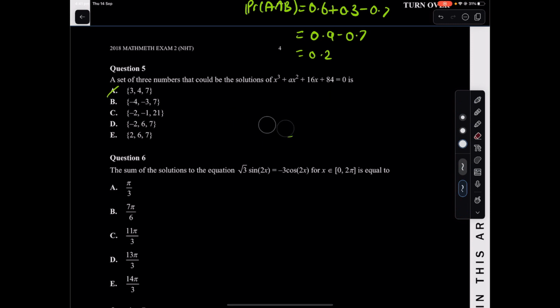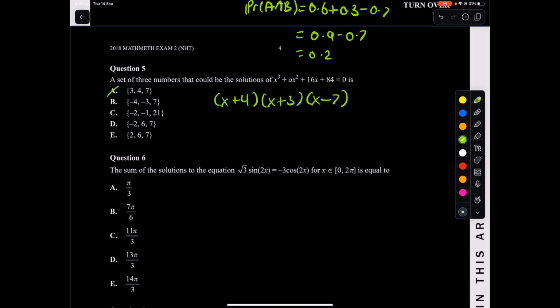Let's try the next one. That's how I would do this. Or you can pretty much expand it using your calculator and see if it brings this. But this is just a quicker way that I would do it. So let's do the other one. It's x plus 4, x plus 3, and x minus 7. Okay, so 4 times 3 is 12, and times negative 7. Again, it still brings a negative. We want a positive. So that's wrong also.